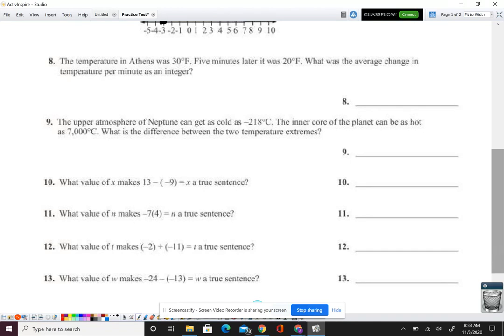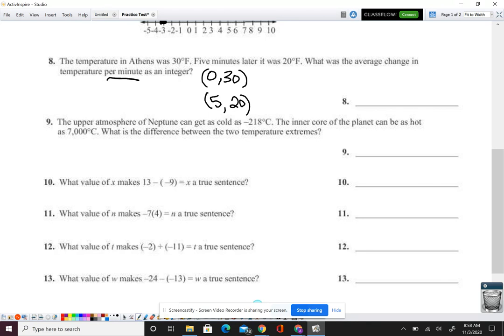The temperature in Athens was 30 degrees Fahrenheit. 5 minutes later, it was 20 degrees Fahrenheit. What's the average change in temperature per minute? And that's going to be a key because if you just have 10 as your answer, you're wrong. Think of these as points. The first one being at time 0, the temperature was 30. 5 minutes later, it was 20. So (0, 30) and (5, 20) would be our 2 points.